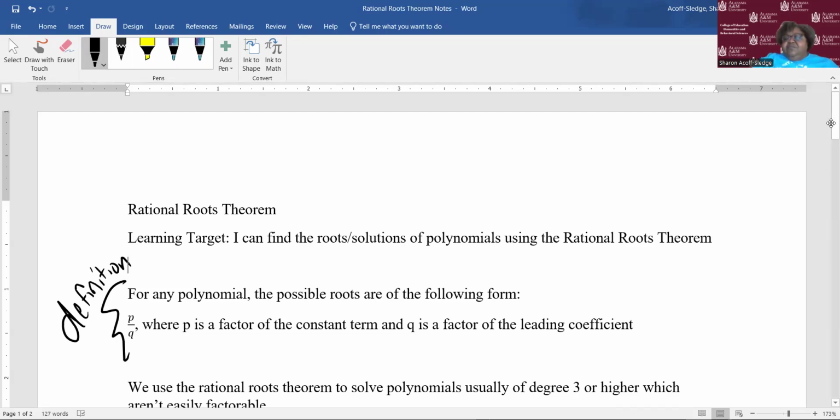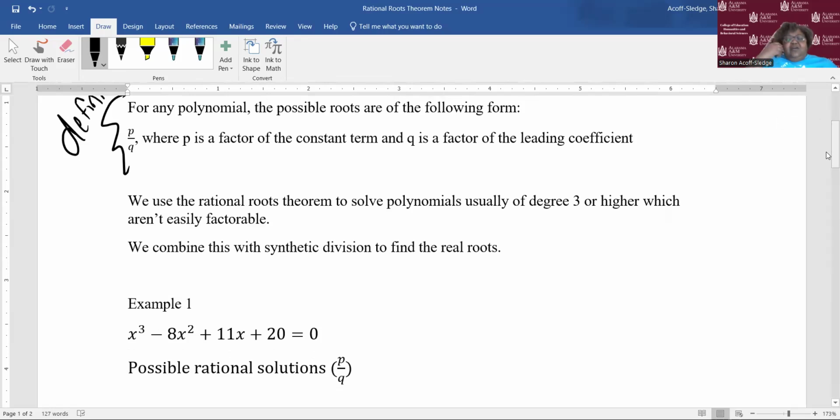We use, again, the rational roots theorem when we have a polynomial of degree 3 or higher, which isn't easily factorable. So let's look at some things that we can do. And remember, we combine this with the synthetic division that we learned in our last lesson. We combine that with synthetic division in order to get our solutions.